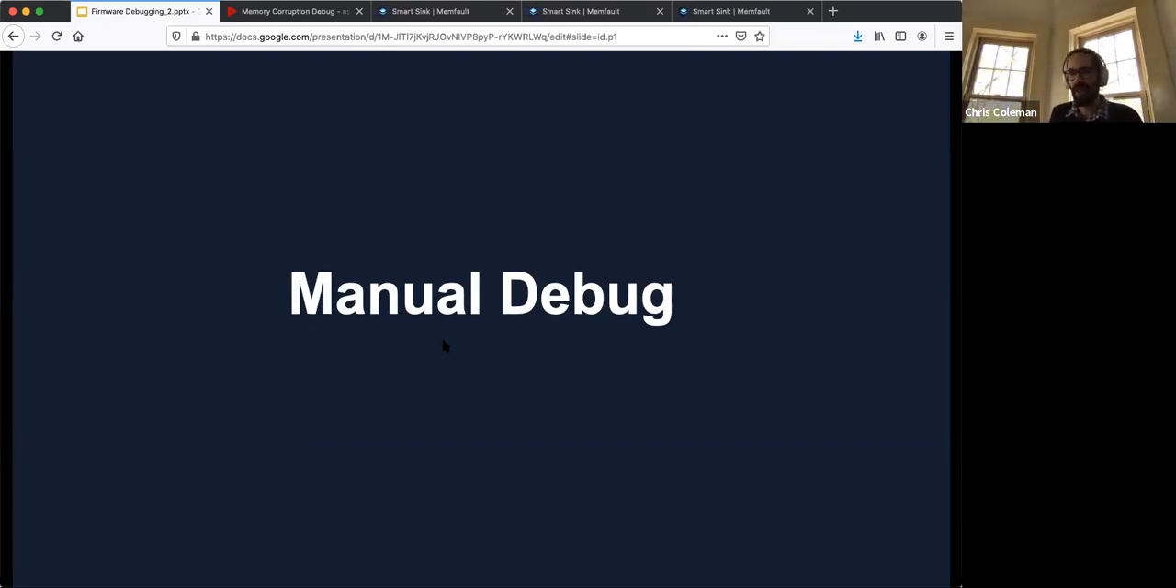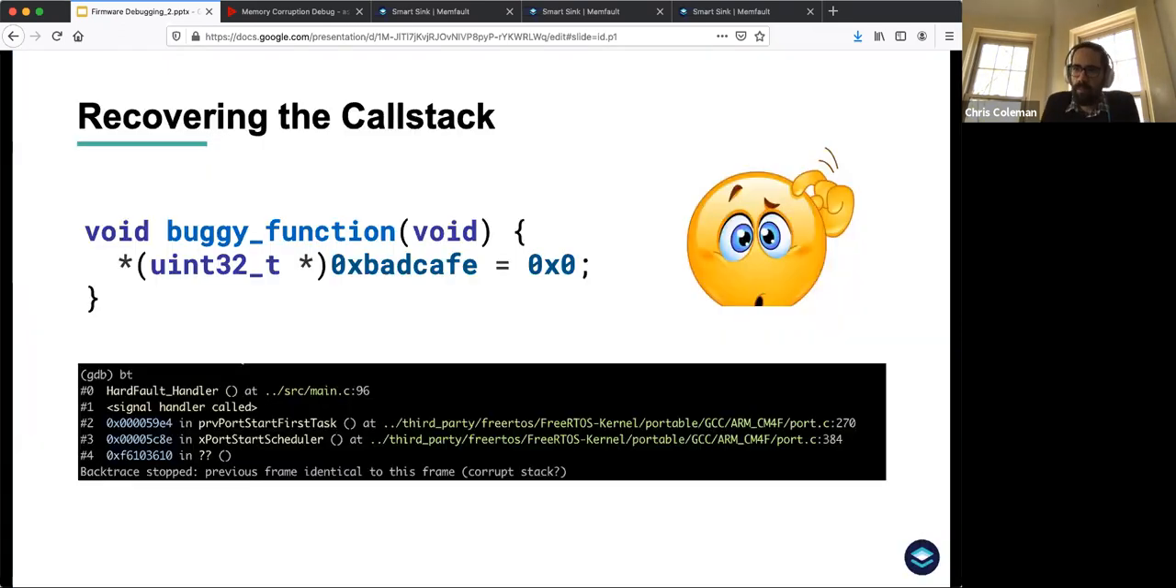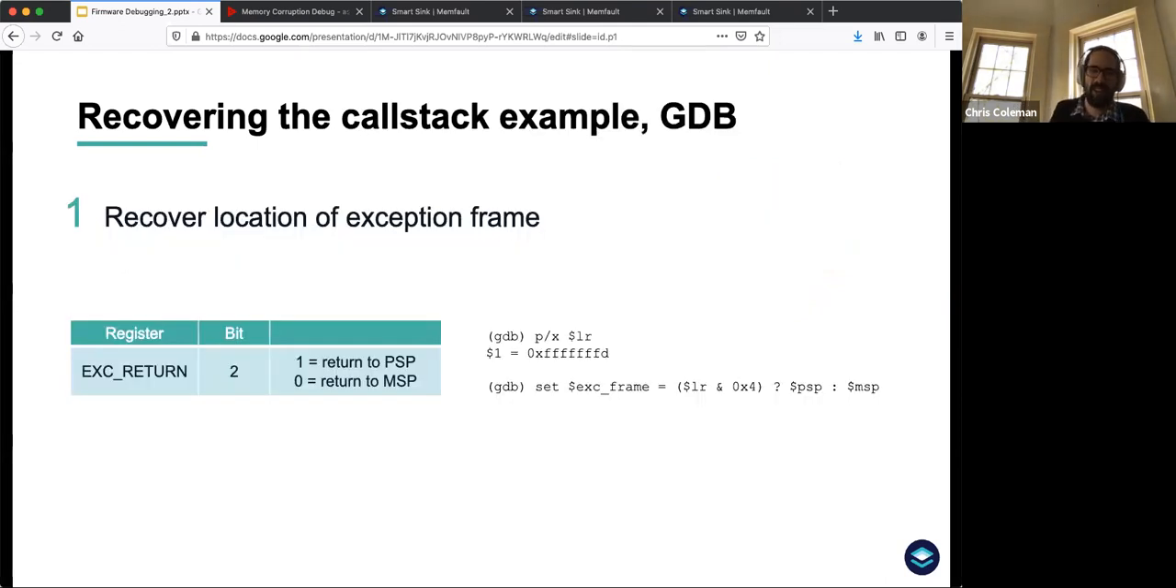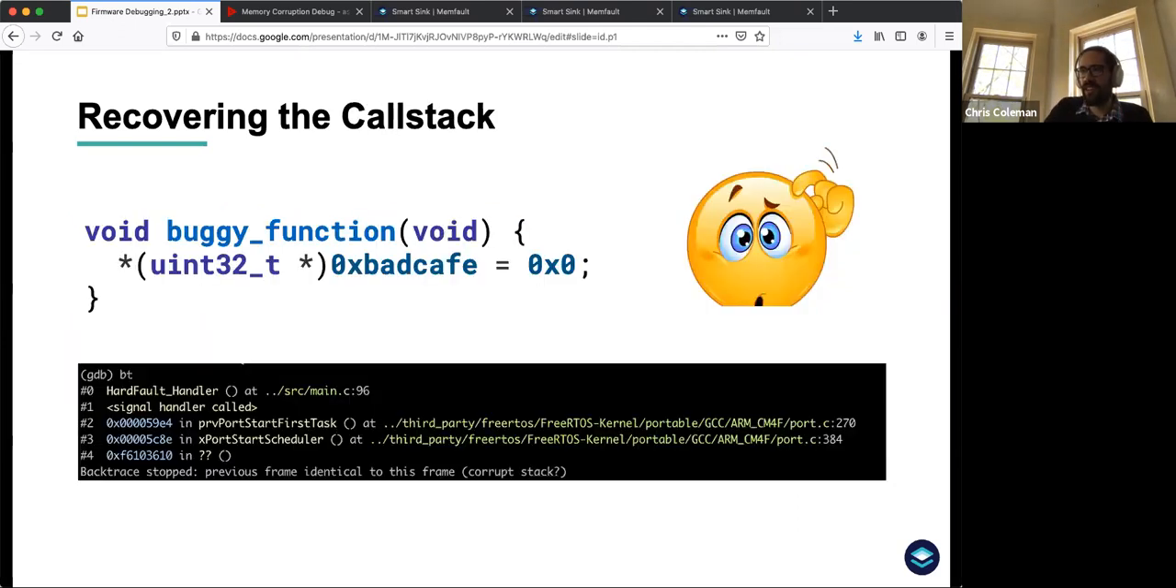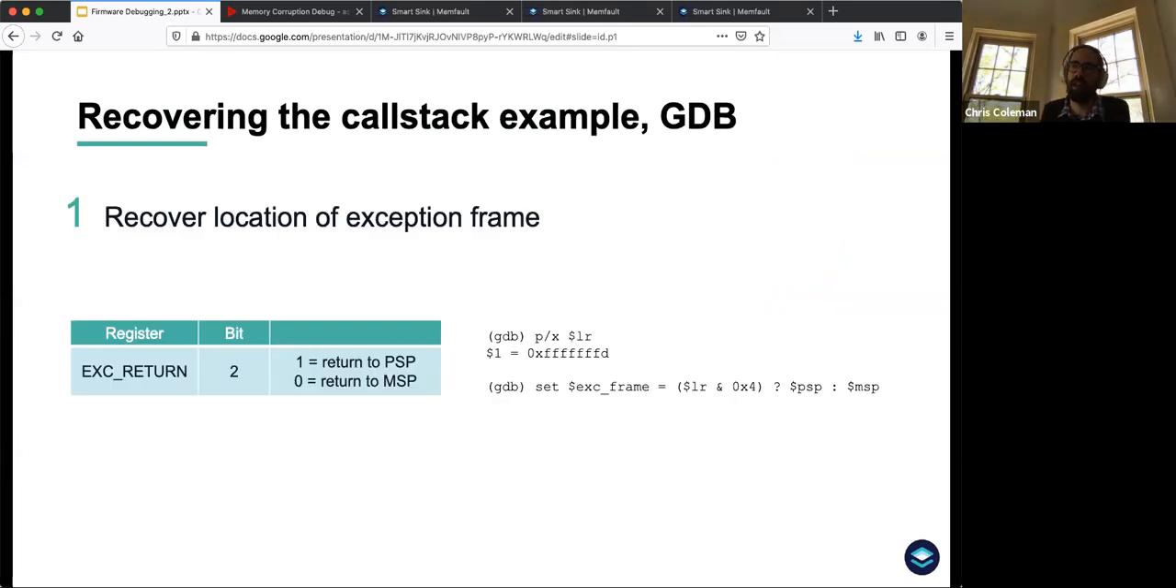All right, so with the foundational pieces in place, let's go about recovering the information. And so we have our buggy function. We've tripped into it, and this is all we get. And so the first thing we can look at is recovering that call stack. And so what we can do there is look at that exception return value to find out the program stack pointer that was active.